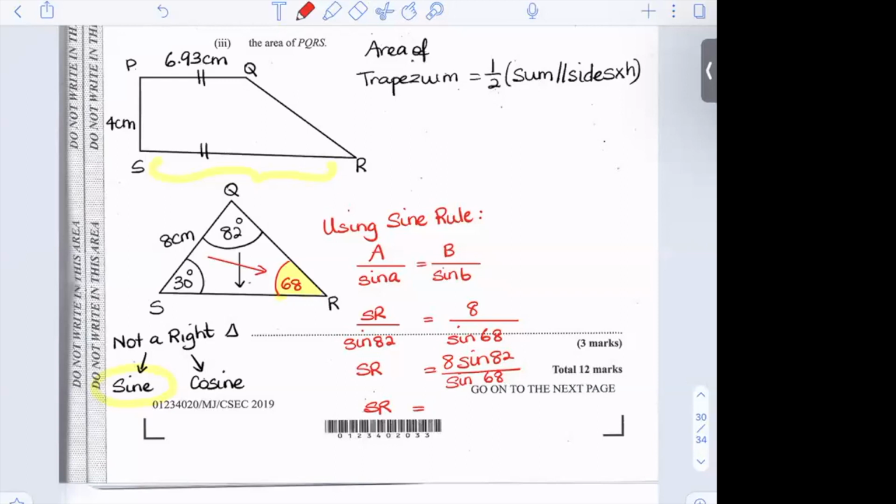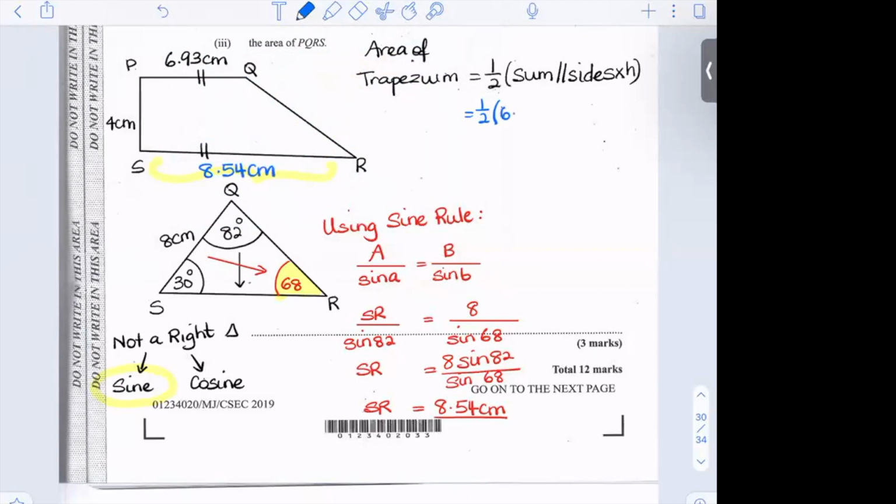What is the length of SR? 7.34? No, it's 8 point something. Check it back. 8.5. 8.54 centimeters. Check it back. So now, a half of the parallel sides, this is 8.54 centimeters.